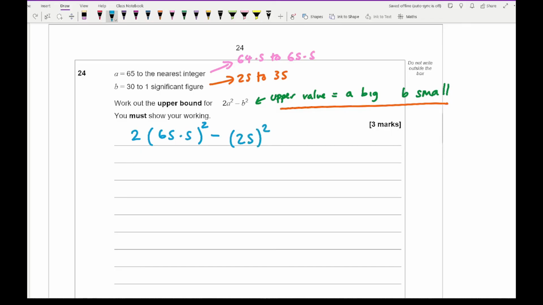So if I type that all into my calculator, I get an answer of 7,955.5.